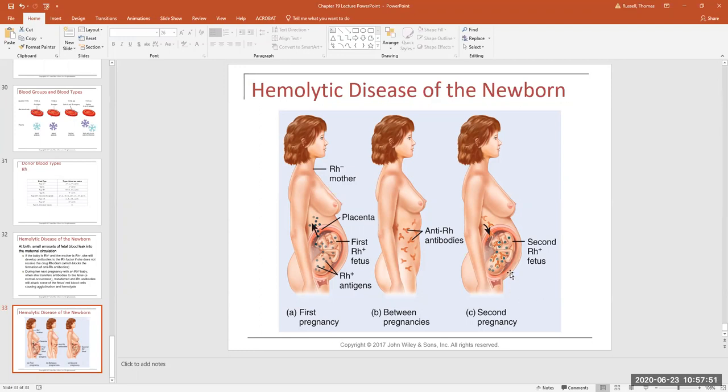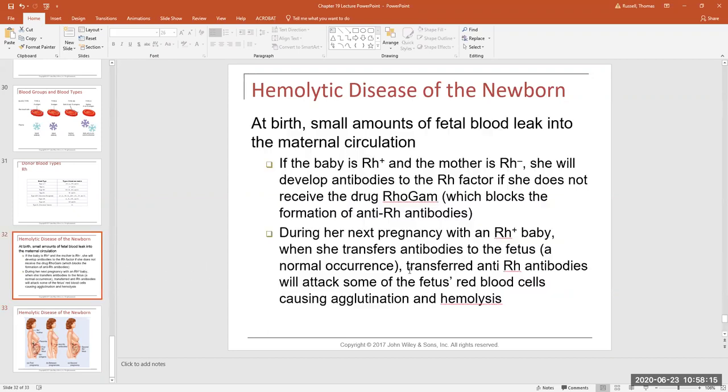So the severity of the case depends on the mom's immune response to the antigen, how many antibodies she produced. Sometimes the baby is stillborn. Sometimes the baby is just born sick. Sometimes the baby is born very sick. It just depends. So to prevent the mom from producing these anti-Rh antibodies, the mom receives Rogam before and after delivery. And so what does Rogam do?